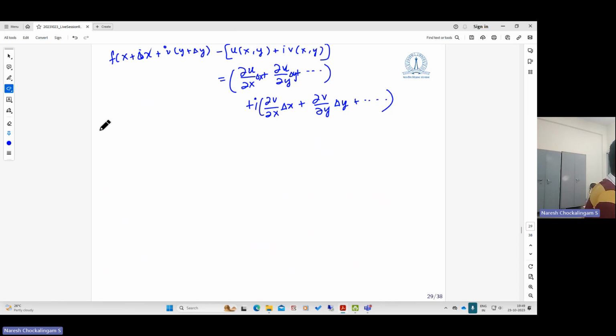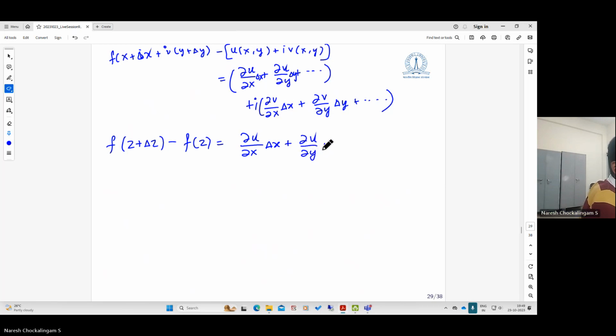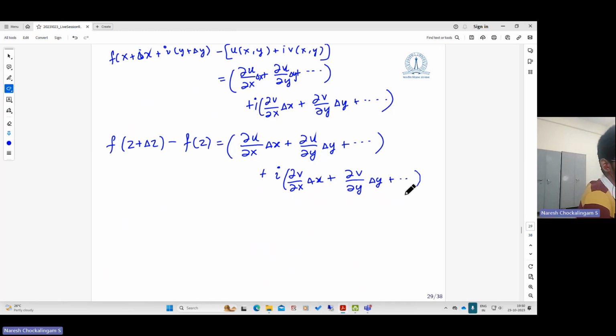And u plus iv is nothing but f of x plus iy, and x plus iy can be taken as z. So this is f of z plus delta z minus f of z, which is nothing but partial u with respect to x delta x plus partial u with respect to y delta y plus so on, plus i times partial v with respect to x delta x plus partial v with respect to y delta y and so on. Now divide both the sides by delta z and take the limit delta z tending to 0.